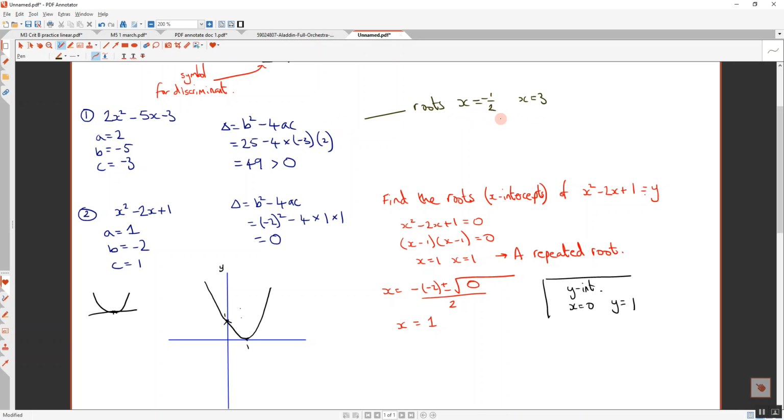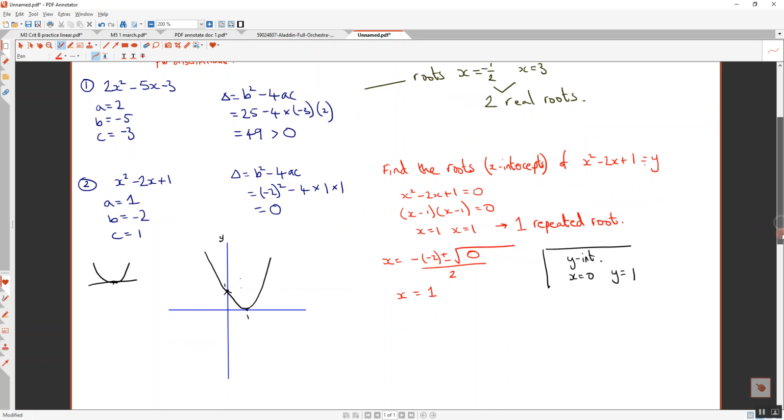So how many roots do we have here? We have 2 real roots. This one, we have 1 repeated root. I'm just going to put in here that it is 1 repeated root.